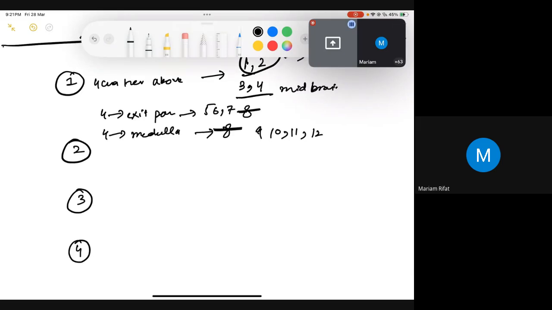What about the second rule? The second rule is that any cranial nerve which is divisible by 12 is located medially. Which are located medially? 3rd, 4th, 6th. Let me just write it down. Any cranial nerve which is divisible by 12 is going to be present medially, and all of the others are going to be present laterally. You must know the rule of 4 because it's going to help you solve a lot of MCQs.